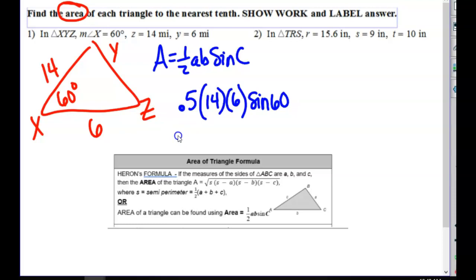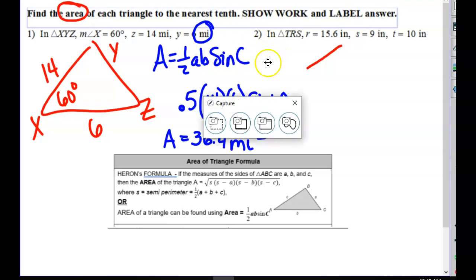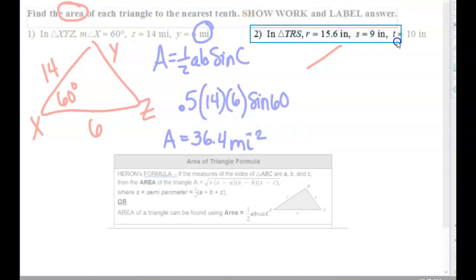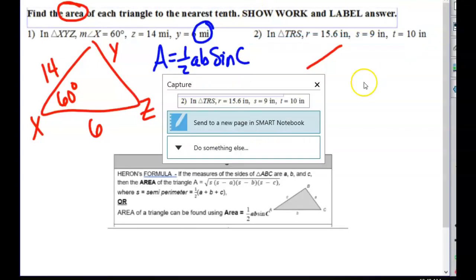Anybody get an answer? And the label? These were miles, so this is square miles, right? All right, number 2. I think I'm going to wish I had on a bigger space, so let me quickly snip this and send it to a new page.